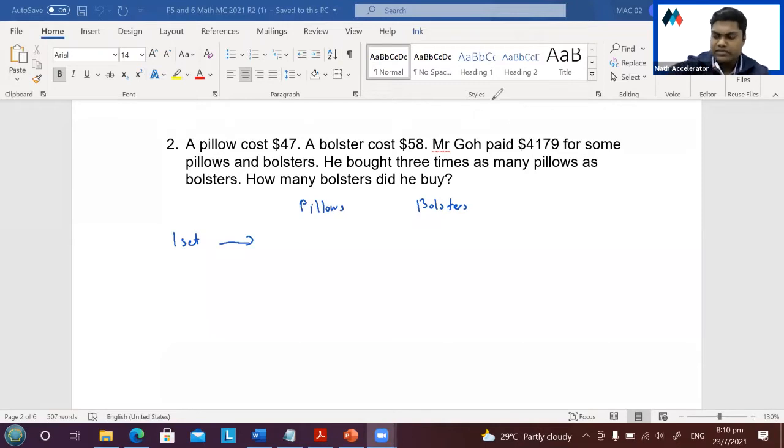Correct. 3. Three pillows. So bolsters, by logic, is 1 bolster. So now, can we go and find the value of one set? Like in the strategy, right? So find the value of one set. So 3 pillows, what's the cost? One pillow costs 47, right? So 3 pillows cost 3 times $47.